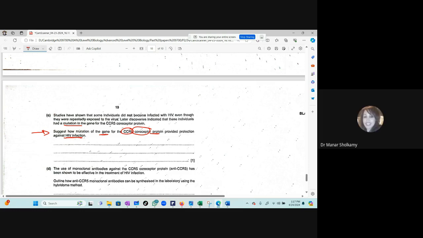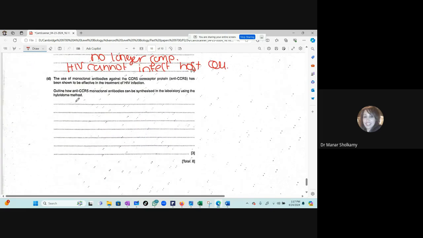Yes, but we will not write that. We will say that the receptor is no longer complementary. Very good. So the co-receptor will become mutated. The shape of the receptor will change, and it is no longer complementary. And the HIV cannot infect the host cell. Okay? It's an easy question, but they like to ask the question in a twisted way to confuse you, but it's an easy question.